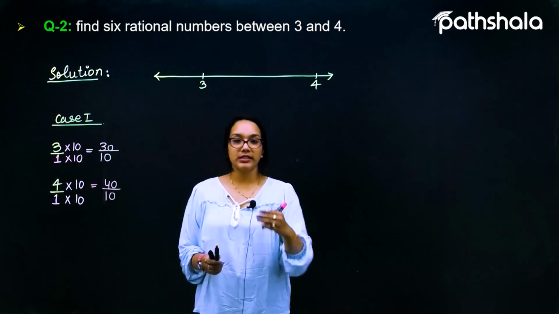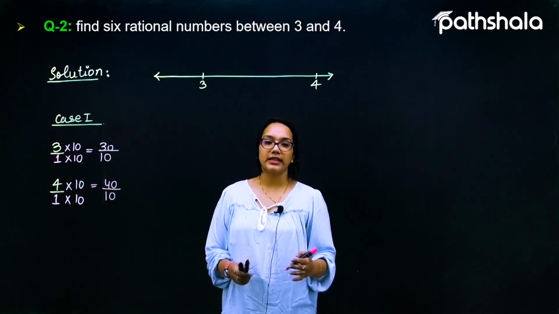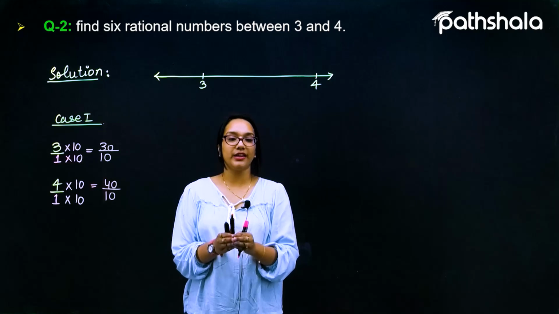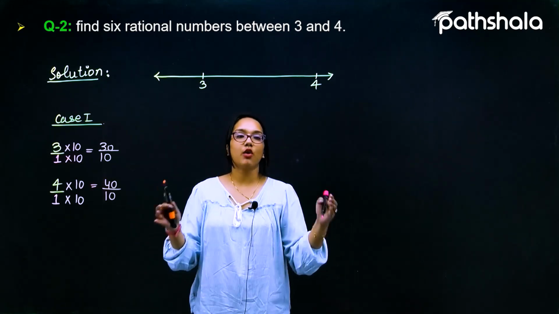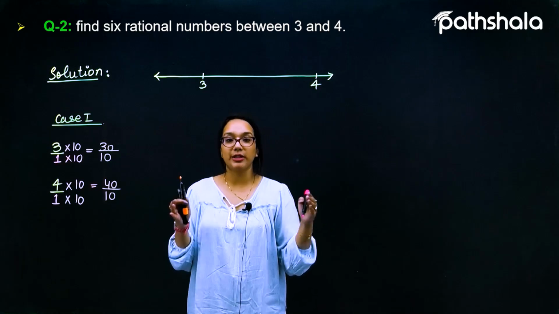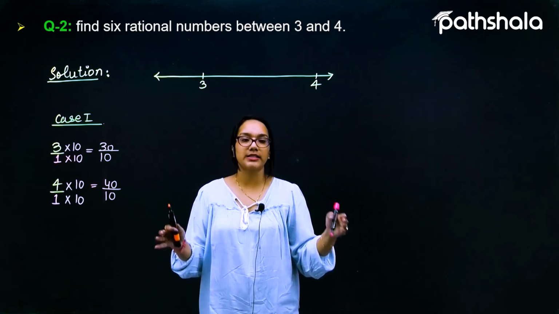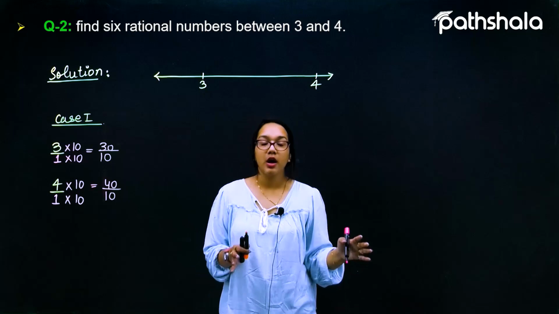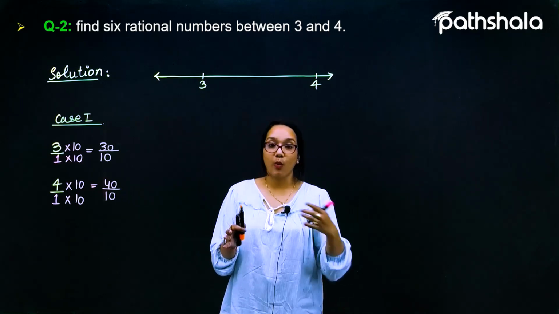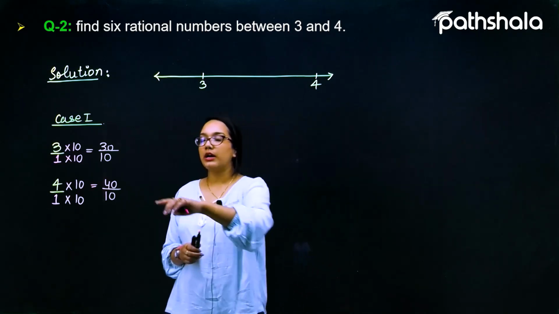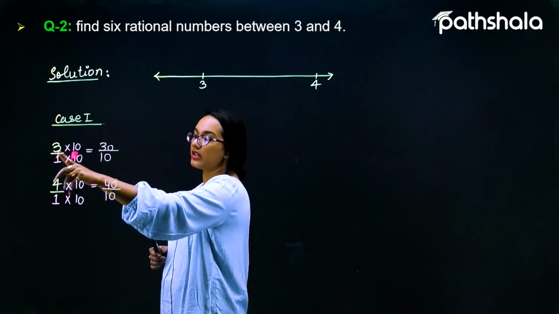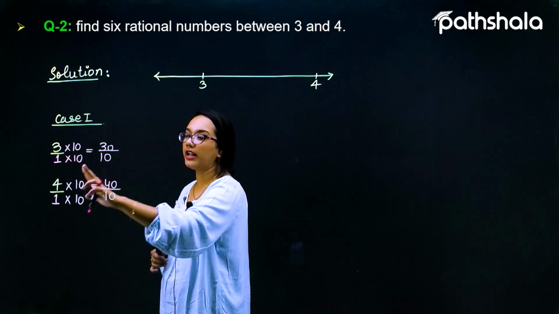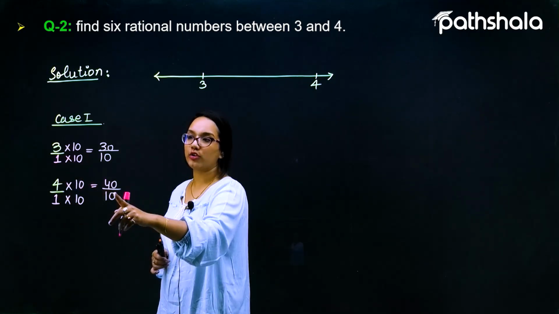So what is case number 1? Case number 1 says if you want to find any rational numbers between 2 rational numbers, you can make the denominator of the 2 rational numbers a multiple of 10, a multiple of 100, a multiple of 1000 and so on, as per your particular requirement. So 30 by 10 and 40 by 10 are equivalent fractions, because 3 is equal to 30 by 10 and 4 is equal to 40 by 10.